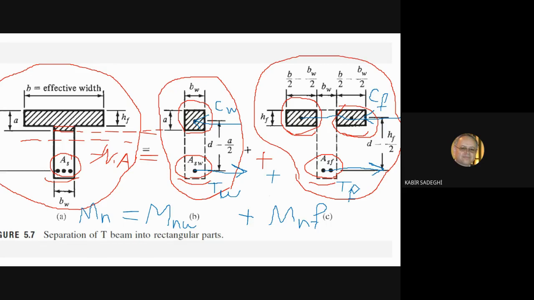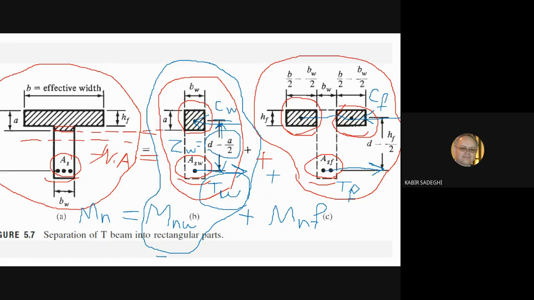For the middle figure, you remember we calculated this one before. It is a simple rectangular section. We can calculate that. And MNW is TW times ZW. What is ZW? ZW is from the centroid of the compression zone up to the centroid of the tension zone. Therefore, ZW equals D minus A over 2. Therefore, MNW equals TW times ZW.